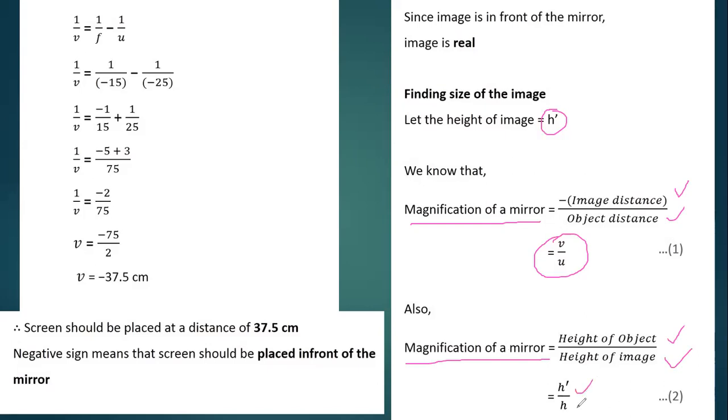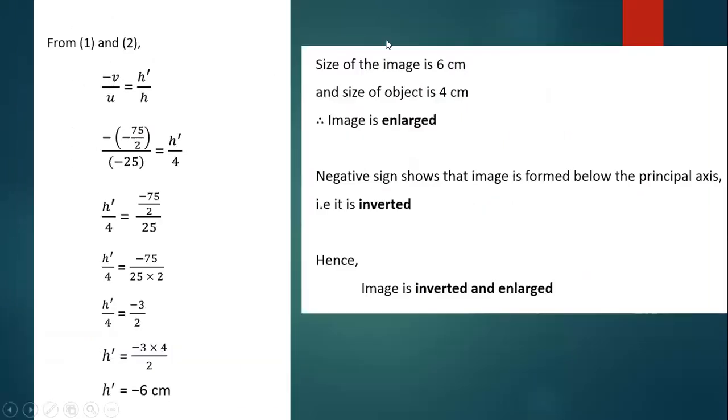I have taken it as h dash by h. In your textbooks they might have taken it as h0 by hi. Okay, h0 is nothing but the object height, hi is nothing but the image height, simple. Now using this formula I will find out what the height of the image, the size of the image, is. So how do I go about doing that? I'll start off here. I can say minus v by u, since both of them are formulas for magnification.